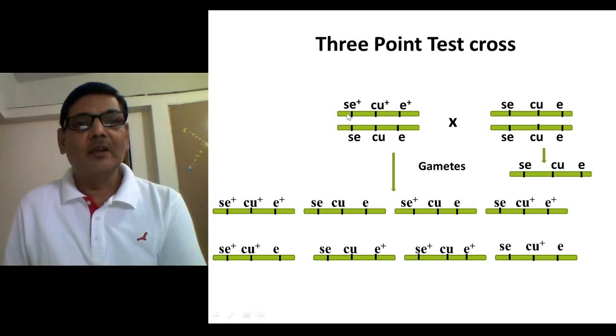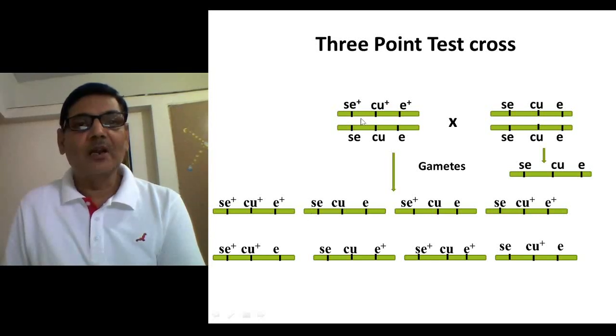See here, one chromosome on the upper side. This chromosome as such may go in the gamete. So sc plus, cu plus and e plus, it may be going in the gamete as such. Or the other situation will be sc, cu and e, this chromosome will be going in the gamete. So you can say that these are the chromosomes which have not experienced crossing over, and they are going in the gamete.